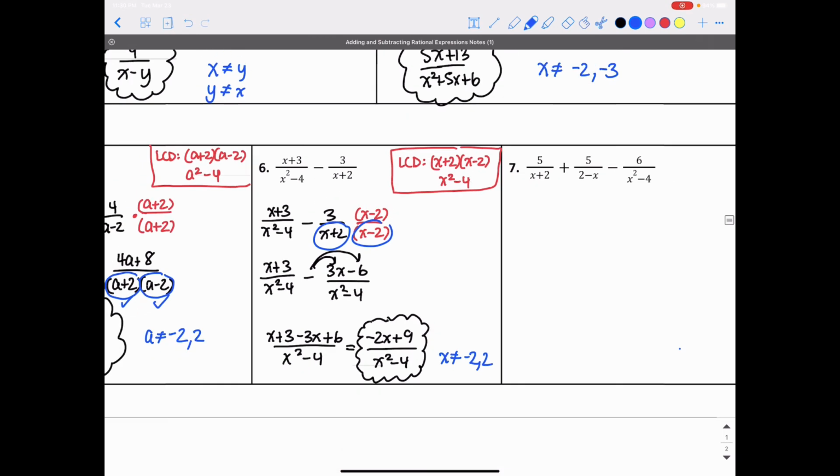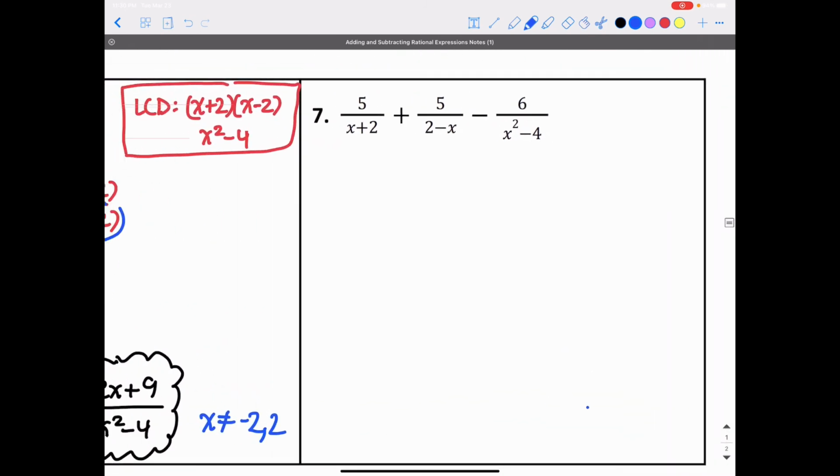And then for the last one, I have 3 fractions. Nothing changes. I still need to look for the least common denominator. I want to see, does one fit into the other, or do 2 fit into the other? I know x plus 2 fits into x squared minus 4. And this one's weird. Does that one fit into x squared minus 4 as well?